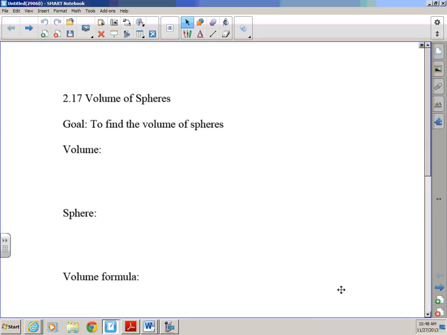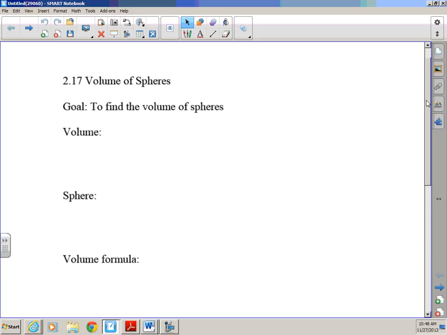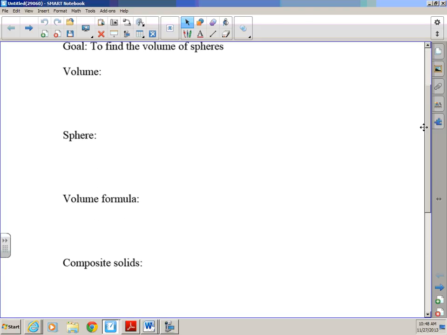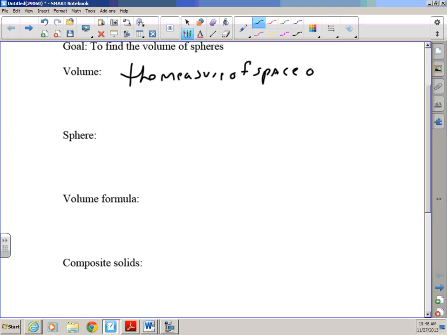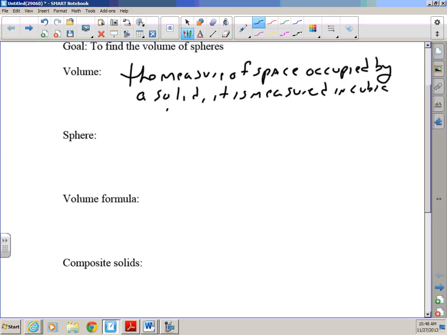Today's lesson is going to cover the volume of the last of our three solid figures, a sphere. Okay, so a little bit of a reiteration of what we've been talking about. Volume is the measure of space occupied by a solid, and it is measured in cubic units.